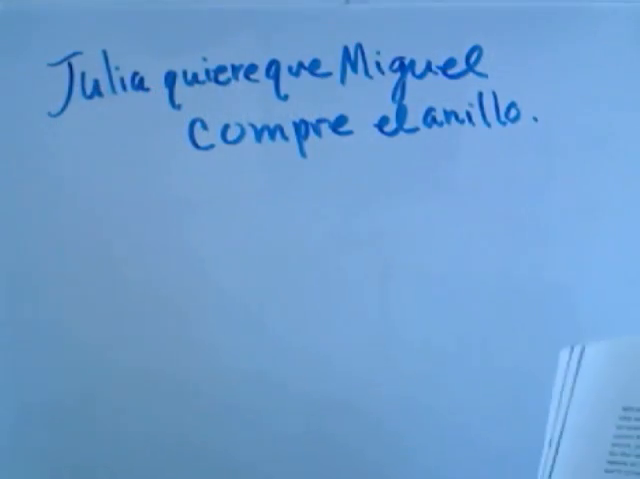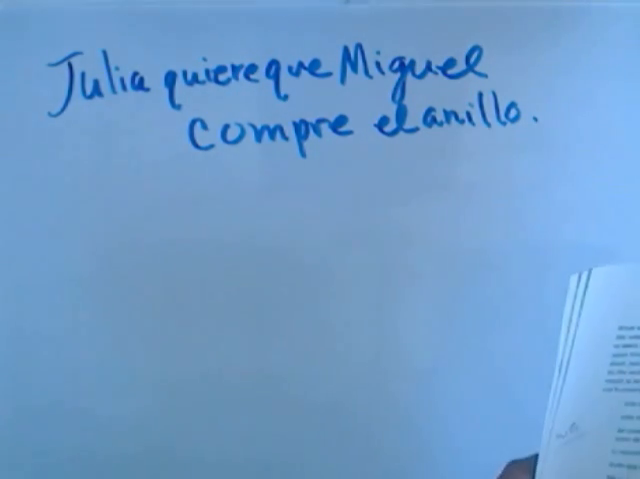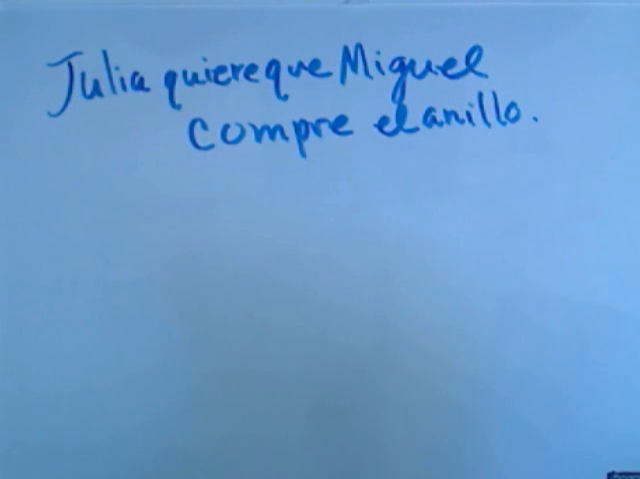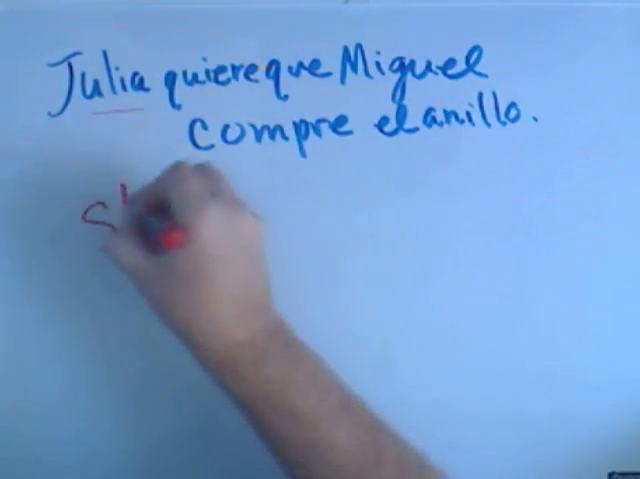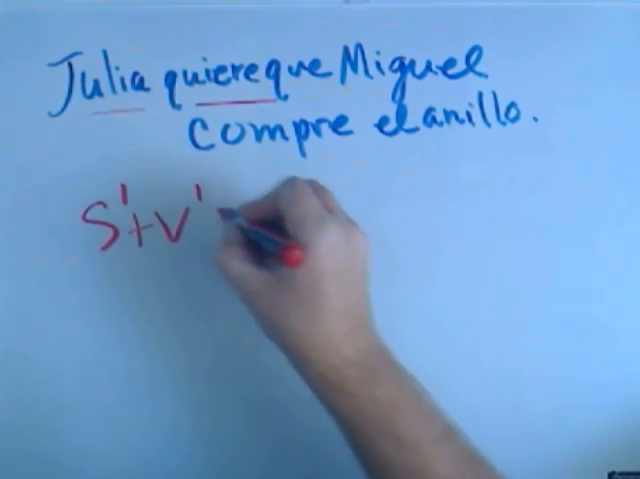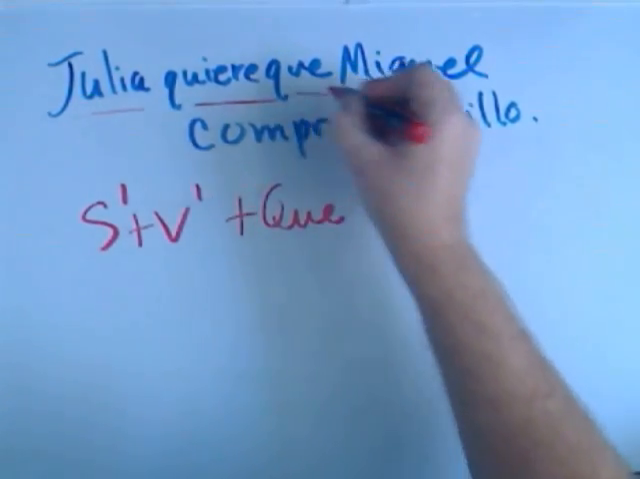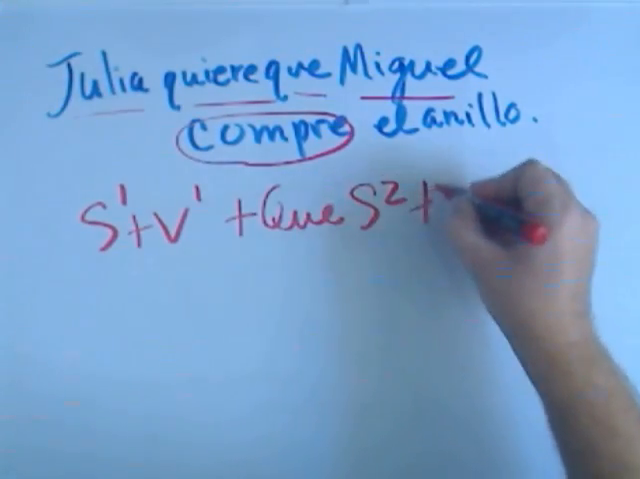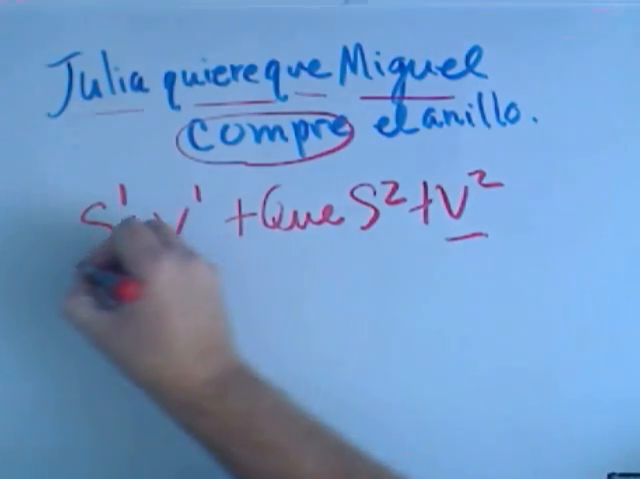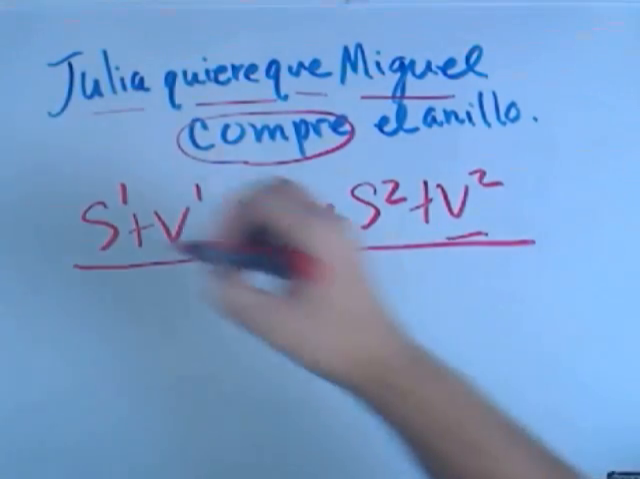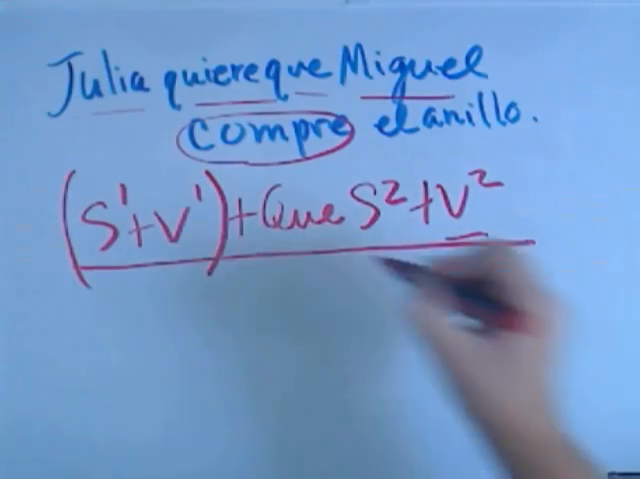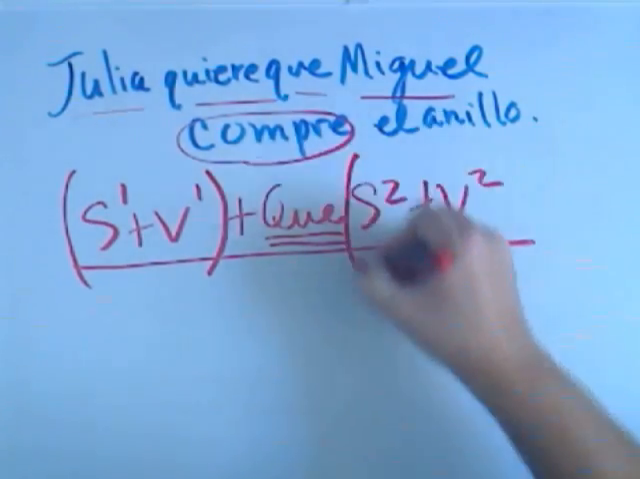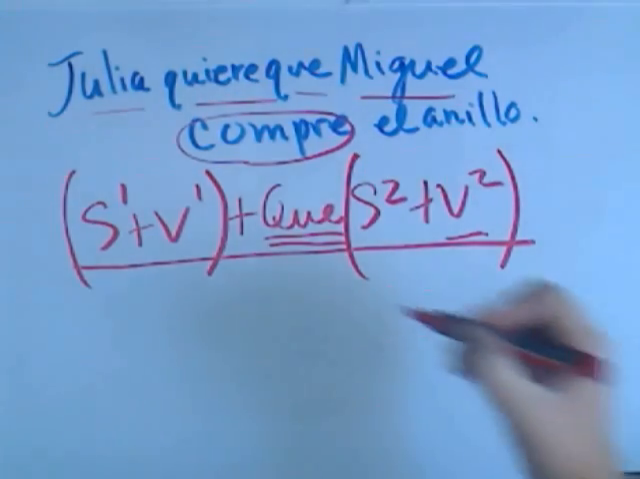All right, we're going to start with this example here that's in the present subjunctive. What we see in this sentence, Julia quiere que Miguel compre el anillo, is the classic syntactic structure of the subjunctive, where we have a first subject, then a verb, then the word que, then a second subject and a second verb, and that's the one that's going to be in the subjunctive. Okay, so this is our syntactic structure that will trigger the subjunctive. We have a main clause, subject and verb, the word que, and then what we call a dependent or subordinate clause after the word que.